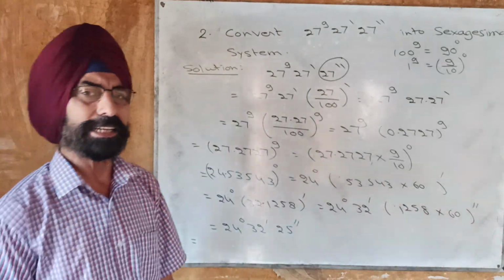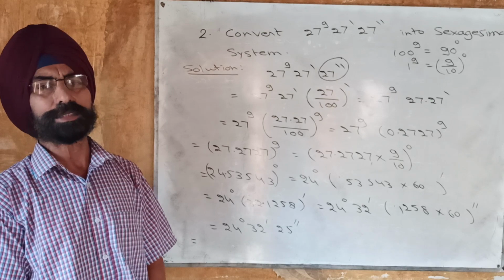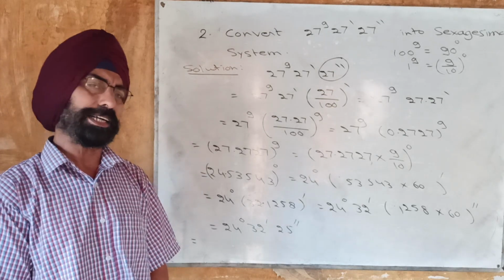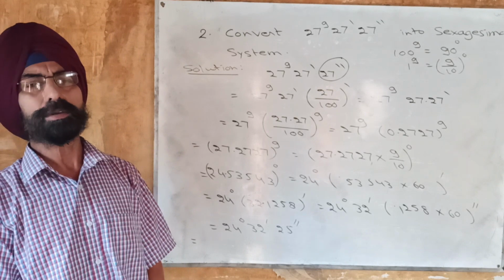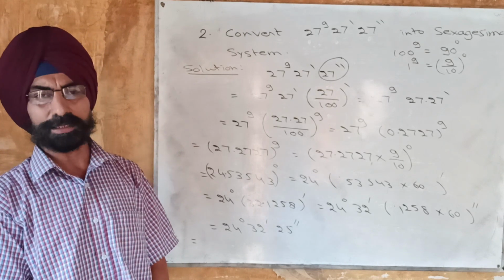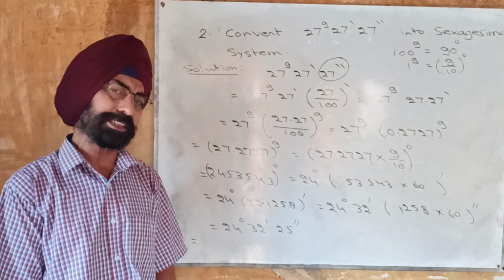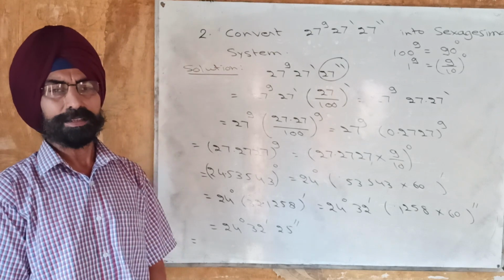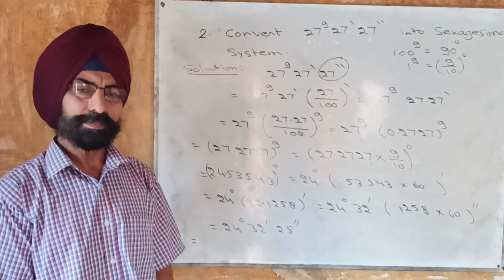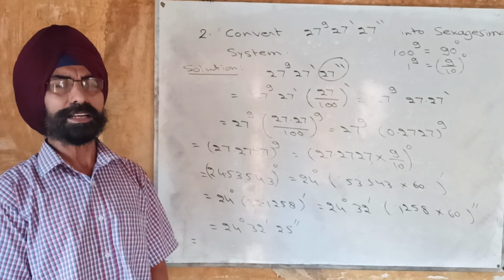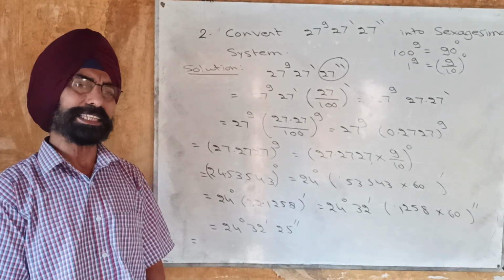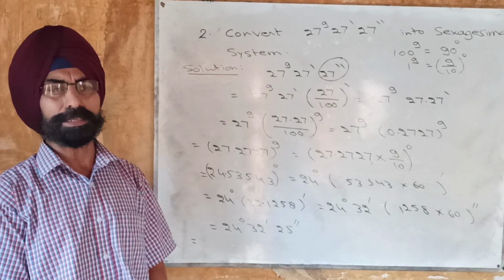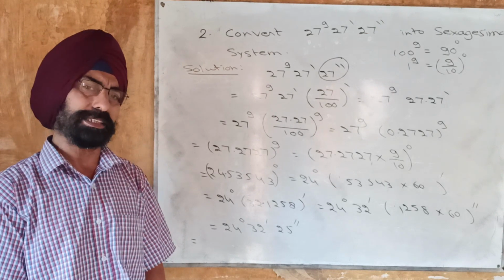Similarly, we can convert angles from sexagesimal system into the radian system, from radian system into the sexagesimal system, from centesimal into the circular system, from circular into the centesimal system, and so on. I'm going to stop video here. In the next video, we will learn how to convert angles from sexagesimal system and centesimal system into the radian system, that means circular system, and vice versa.